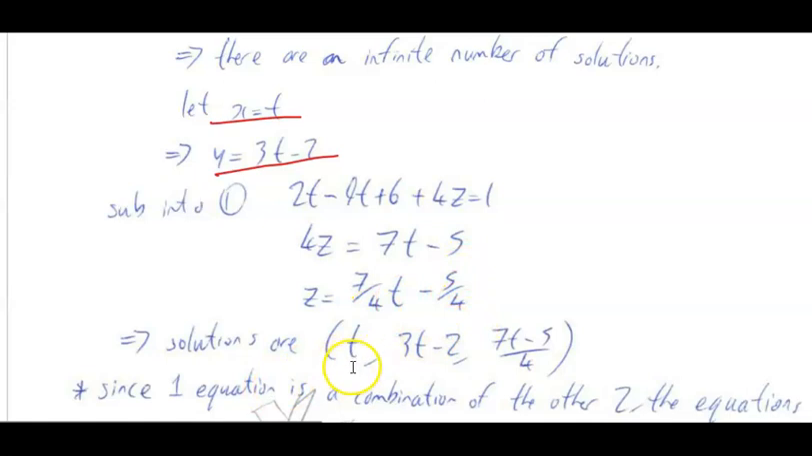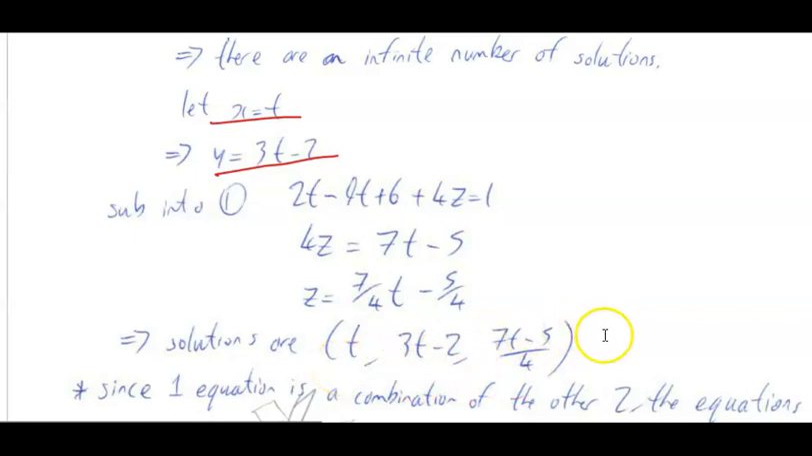So we had said our x was equal to t, our y was equal to 3t minus 2, and your z is equal to 7t minus 5 all over 4. Okay, so what you've got here is the parameter t done by using x. You could have put y equal to t, and you would have got different values for your x and for your z. Likewise, you could have put z equal to t, and you would have got different values for your y and your x. Doesn't mean they're wrong, they just look different.